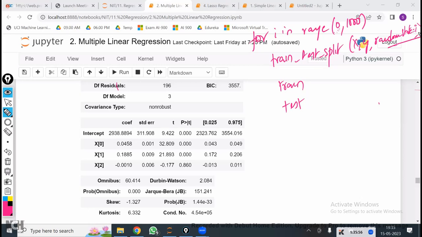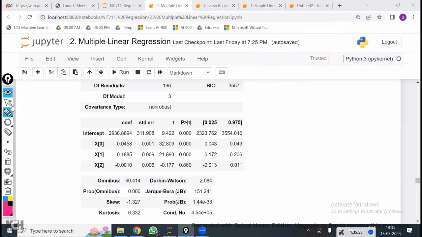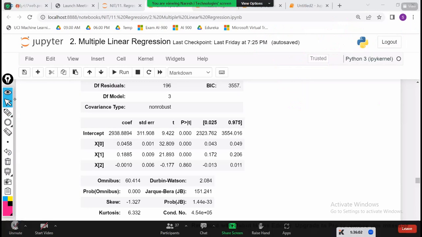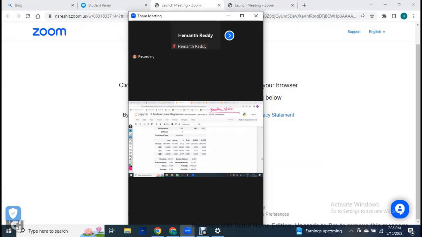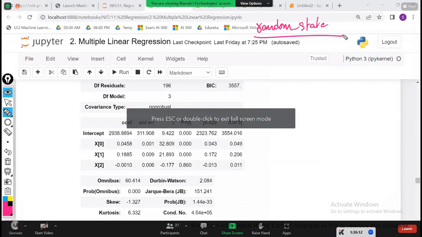How to apply this for loop? If you want, I will show you in tomorrow's class. How to lock the random state number. Tomorrow we are going to see. So first in tomorrow's class, first I'll show you how to fix the random state number. This number, how to lock.